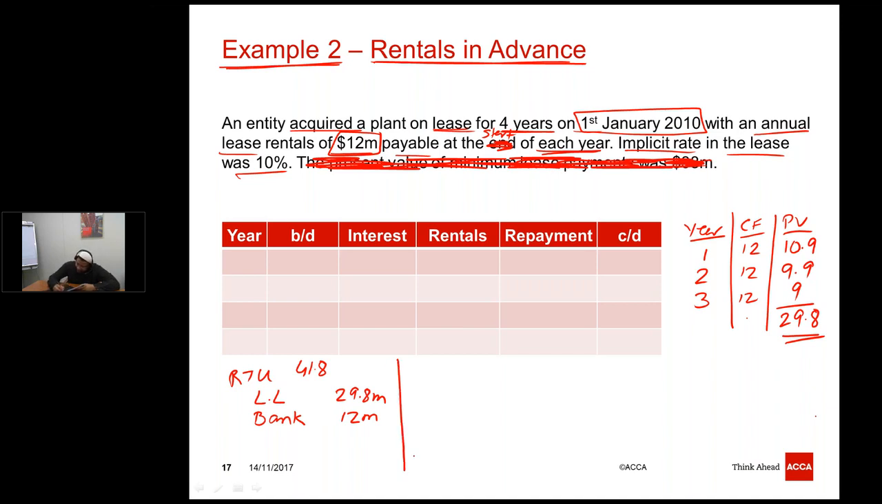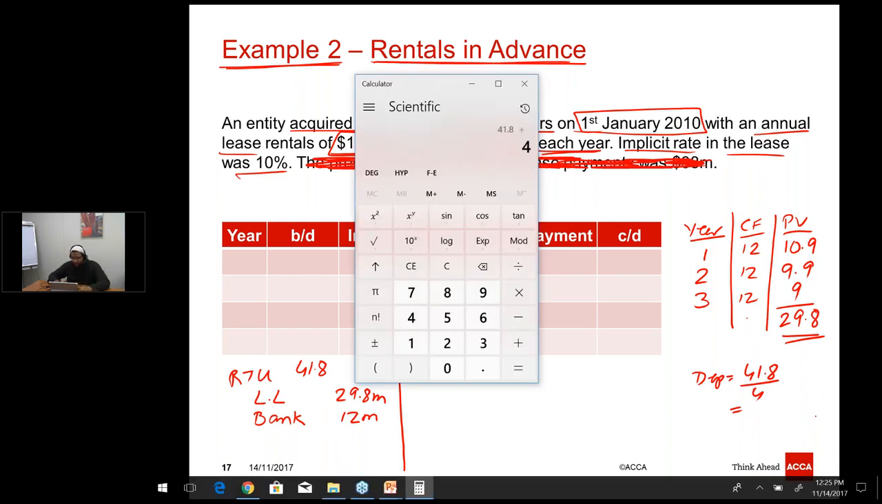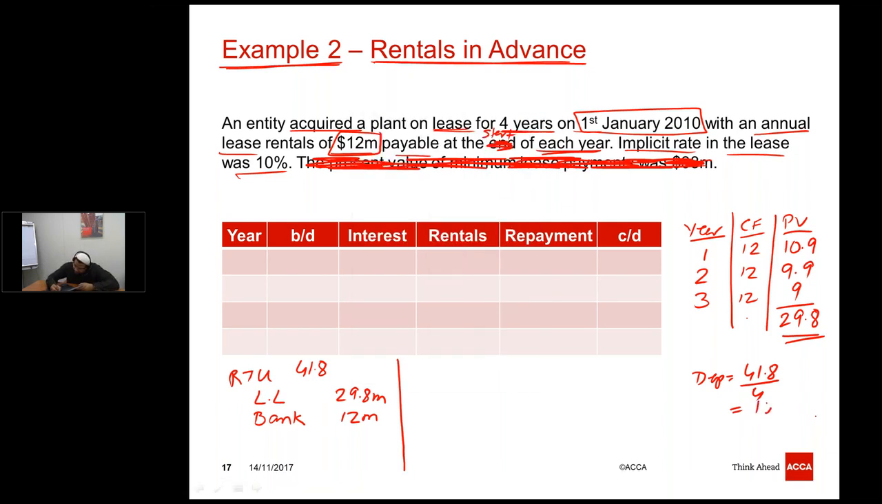So the depreciation will be calculated as 41.8 divided by 4. The depreciation will be 41.8 divided by 4, which is going to be 10.45. And the lease liability will be used in the table, which is 29.8. The interest is going to be 10%, which is 2.98. So let's call this approximately 3. The interest is 3, the rentals are 12, the repayment is 9, the carried down is 20.8.